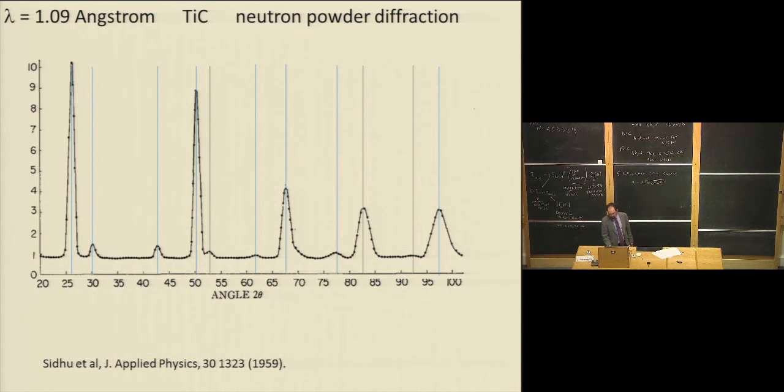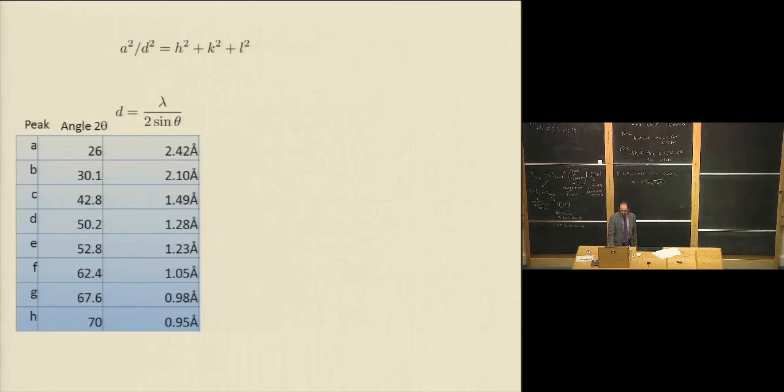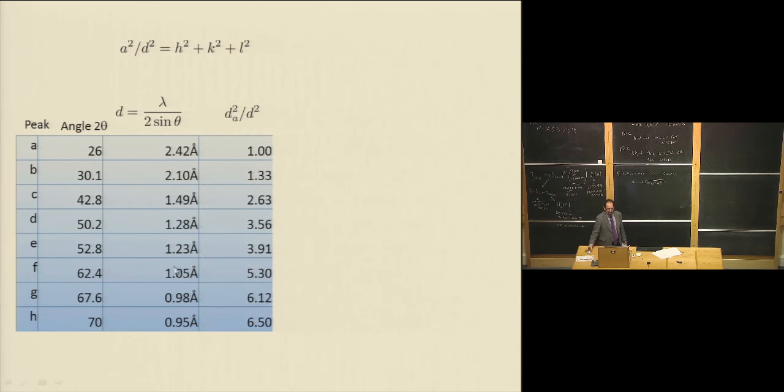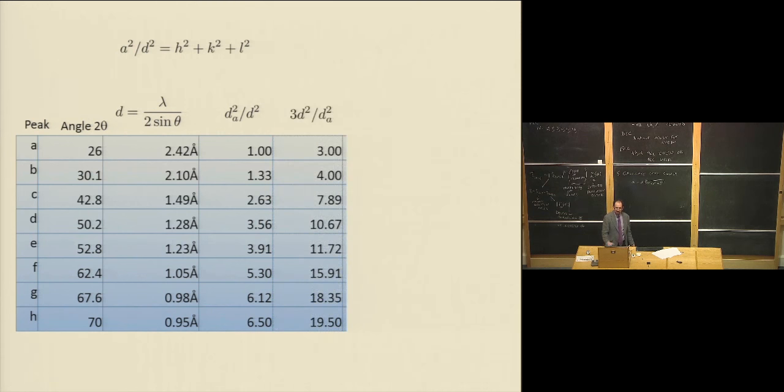Okay, but if you wanted to go through the whole story, we can go through the whole story carefully, measure the angles, calculate the lattice plane spacings, take the ratios of the 1 over the square of the lattice plane spacings. You get 1, 1.3, 2.6. We multiply these by 3. We realize these are integer ratios. 3, 4, pretty close to 8, pretty close to 11.